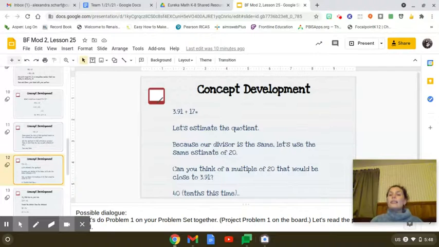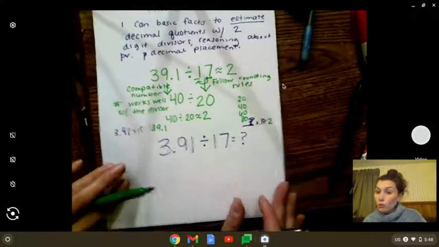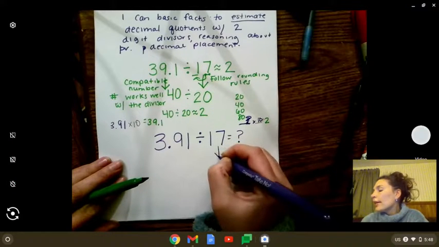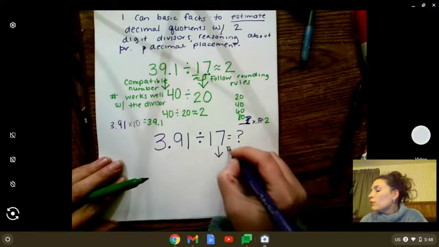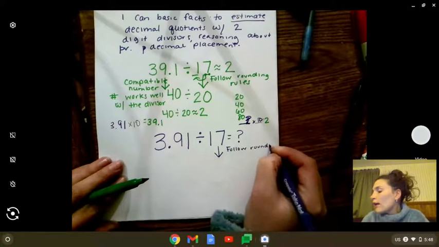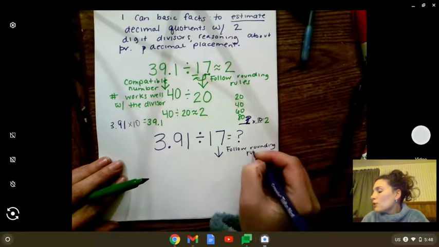So let's estimate the quotient. Remember, quotient means answer. Because our divisor is the same, we are just going to follow the rules of rounding, and we are just going to round it to 20.